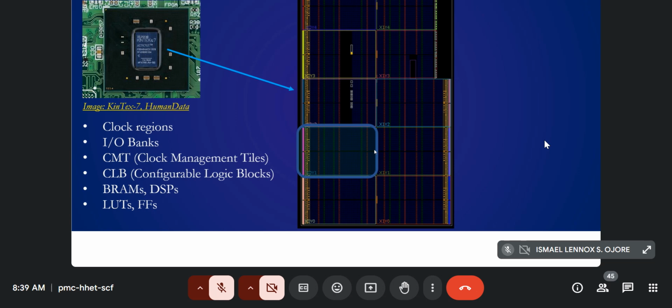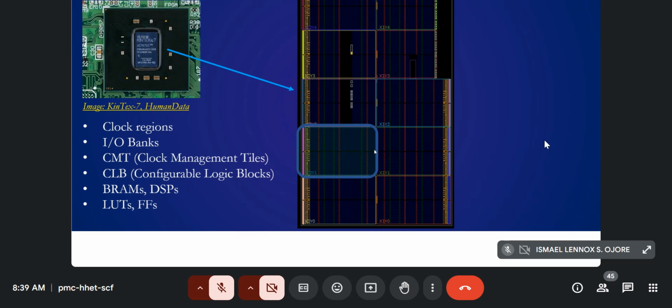We have the clock regions, the input-output banks, the clock management tiles, the CMT. We have the configurable logic blocks, that is the CLB. Then we have the block RAMs, DSPs, lookup tables, flip-flops, and so forth. But when we talk of field programmable gate array, the key thing there is programmable. And out of all these elements or building blocks, what makes the FPGA programmable? Out of what we are showing here.